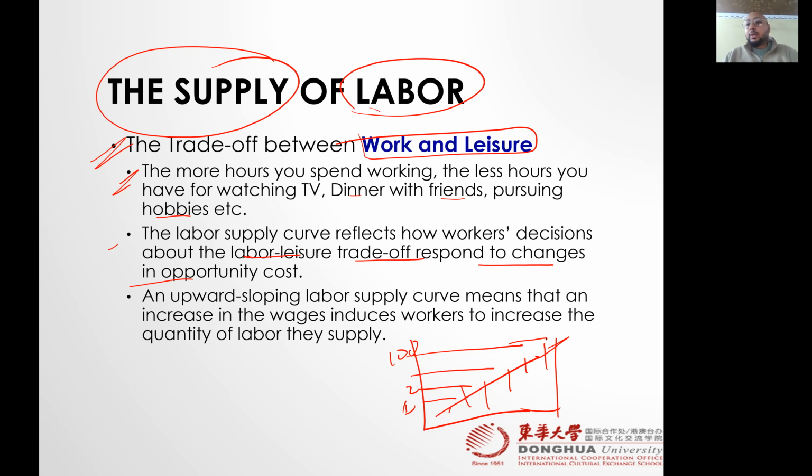So we say the supply of workers increases if the price increases, and the price of labor is called wages. Guys, you understand the concept of supply of workers?